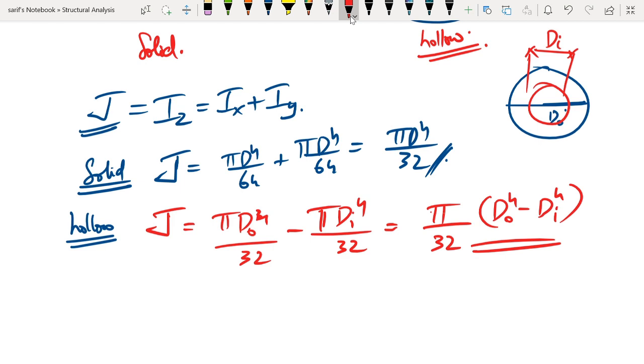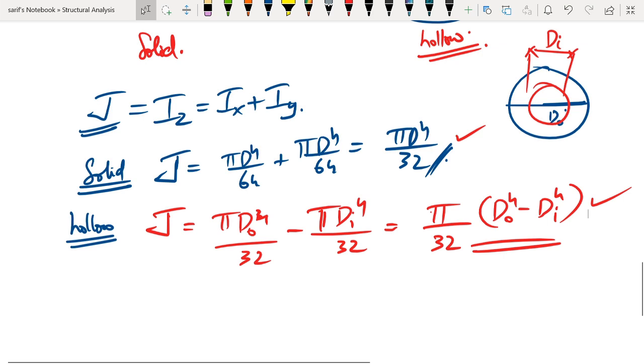Once again, polar moment of inertia is nothing but, from the perpendicular axis theorem, the sum of Ix and Iy, and Ix and Iy for a solid circular shaft is pi d raised to 4 by 64. So if you do that, we'll get it as pi d raised to 4 by 32, and for a hollow circular shaft we can derive it in this particular manner. So these are the values of the polar moment of inertia for hollow as well as solid circular shaft.